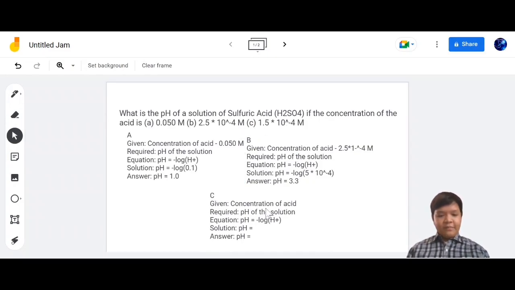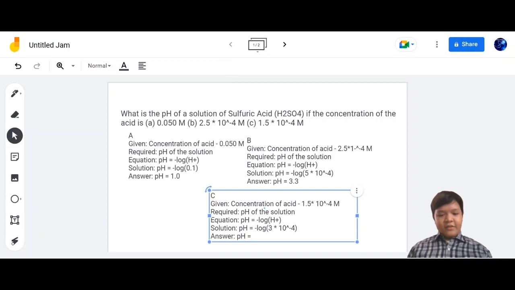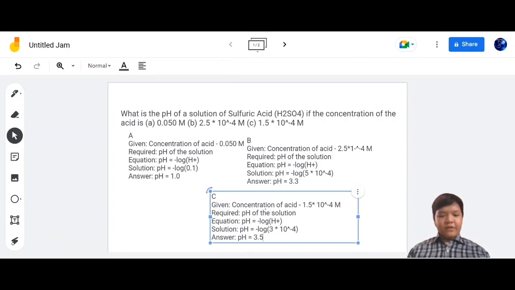For C, we are given the concentration of the acid once again, but the concentration this time is 1.5 times 10 to the power of negative 4. Our equation and our required are still the same. The solution is the negative log of 3 times 10 to the power of negative 4. We will enter this value into our calculator, and we will get our pH. And our pH is 3.5.